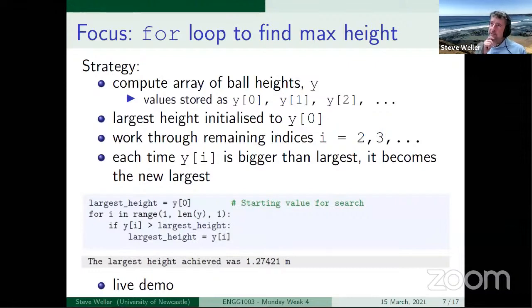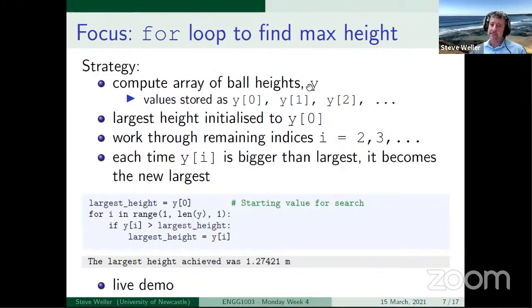There's at least a couple of ways of locating the maximum height of the ball. Keep in mind, we've already computed the array of ball heights as a function of time, the times being separated by 1 millisecond. The heights are stored as the elements of an array, and the array is called Y. So Y is an array, Y0, Y1, Y2, and so on are the ball heights at times separated by 1 millisecond. So Y0 is the initial height.